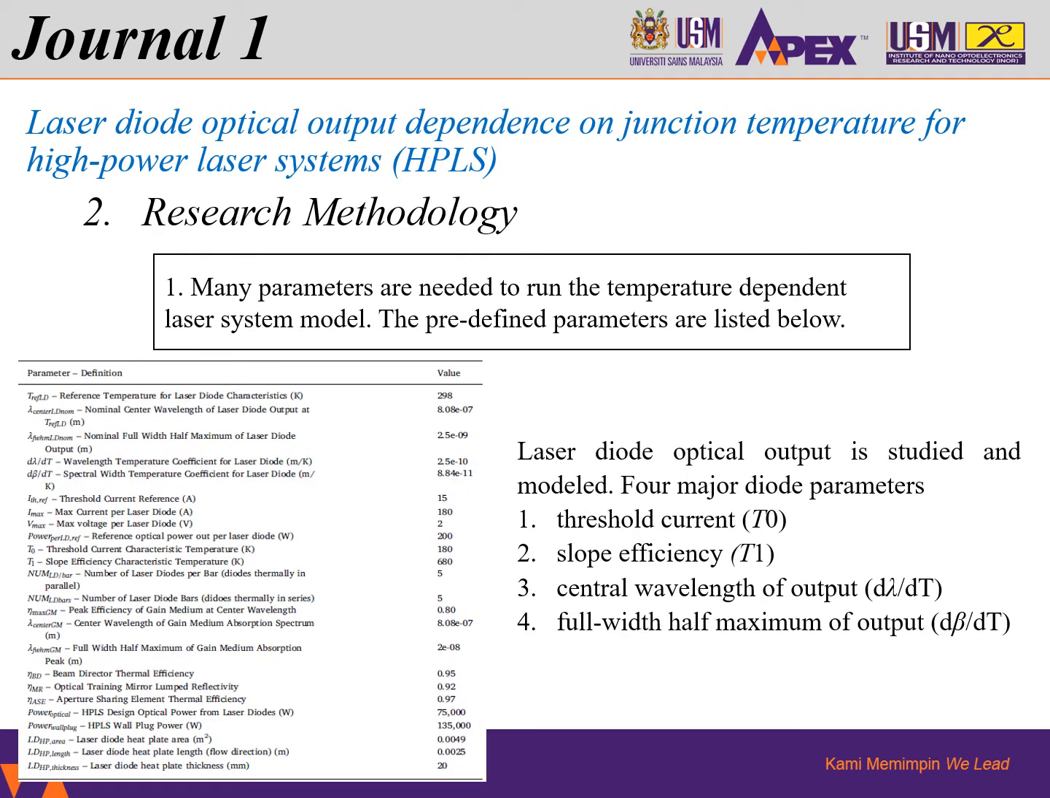So before we can simulate the system, we need a lot of predefined parameters, or to define the equations required to be input in the simulation software. You can see there are a lot of predefined parameters in these tables, but I will not go through all of them. There are four major diode parameters that we will discuss in detail, to check their interaction when junction temperature increases: the impact on threshold current, slope efficiency, central wavelength of output, and full width half max of the output. Then how these parameters will impact the output of the laser diode.